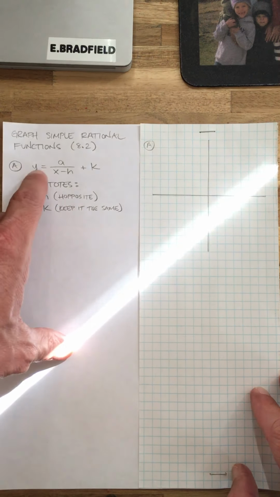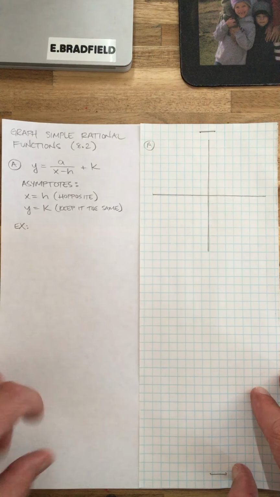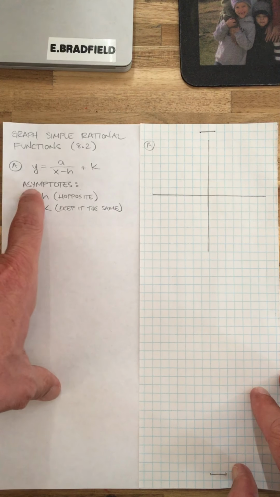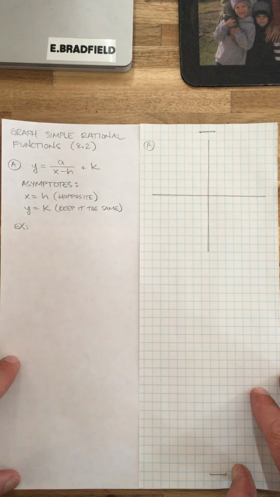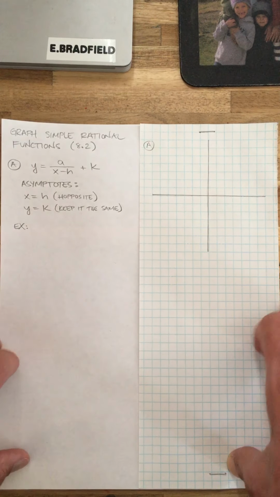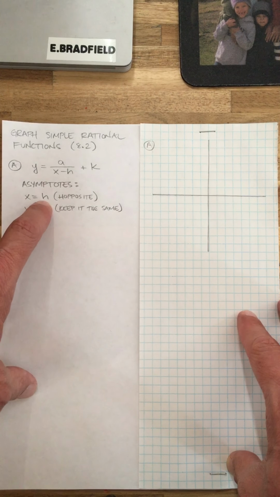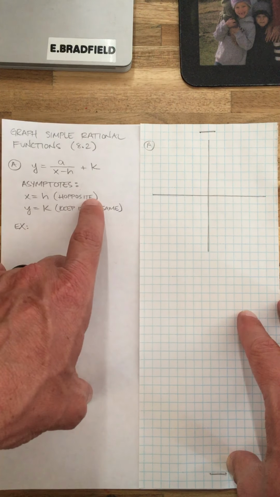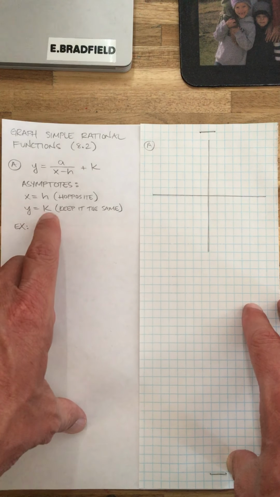Okay, this is y equals a over x minus h plus k, and if you notice, we have two asymptotes. Those are going to be lines that the graph cannot touch. It's going to approach but never ever touch. Okay, it's going to get closer and closer and closer to that line. And the asymptotes are h, remember h opposite, and I'll go into this more, and then k, keep it the same.